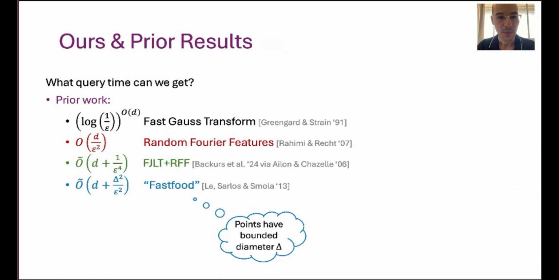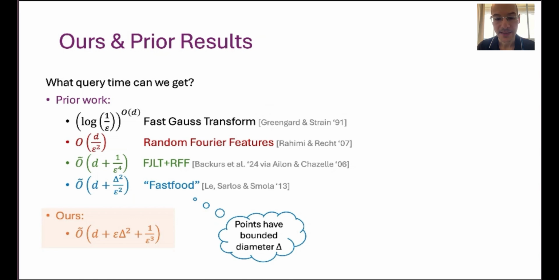This is a classical problem with many classical methods in the literature. This is a list. The one I want to call out is the last one, FastFood, from ICML 13, which has running time d plus delta squared over epsilon squared. There is a new parameter here, delta, which is an upper bound on the diameter of the point set, so they are assumed to lie in a bounded region. And now I can get to our new bound, which also has this delta dependence in a different way. It's d plus epsilon delta squared plus 1 over epsilon cubed.